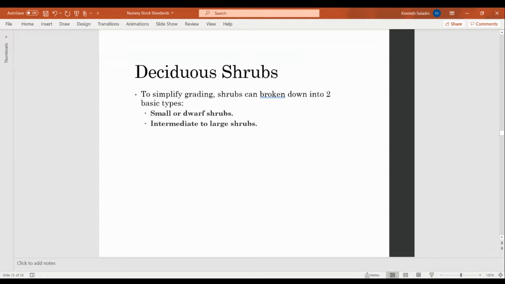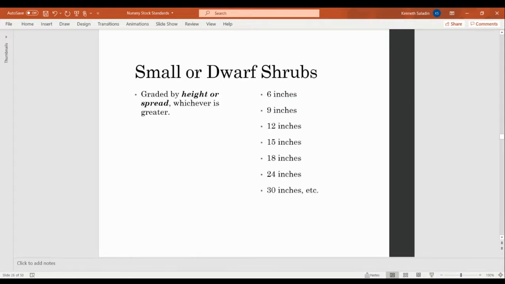So we take shrubs, and to simplify the grading system a little bit, we're just going to break the shrubs down into two basic types. We're going to either call them small or dwarf shrubs, that's one type, or we're going to call them intermediate to large shrubs. That would be the other type. Now, the small or dwarf shrubs, here's the important thing to remember: they can be graded by height or spread, whichever happens to be greater.